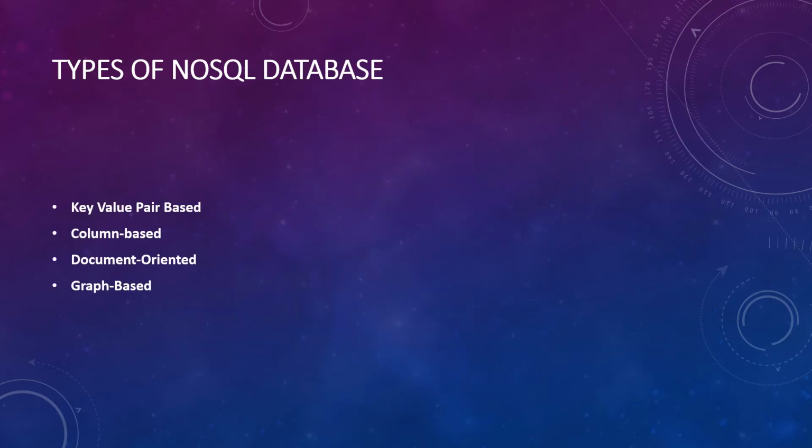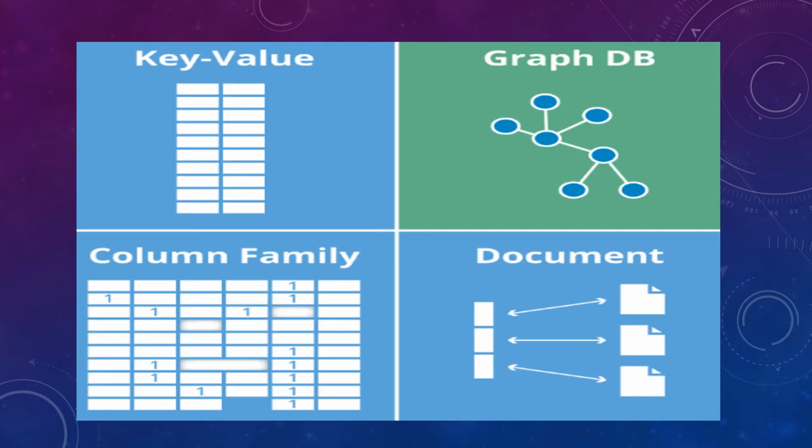Now we will see types of NoSQL database. So there are a total of 4 types of NoSQL databases present: key value pair based, column based, document oriented, and graph based. Now one by one I am going to explain the categories of the NoSQL database. Starting with the first one, document database. It pairs each key with a complex data structure known as a document. It can contain many different key value pairs or key array pairs or even nested documents.